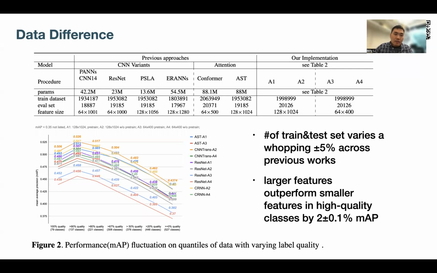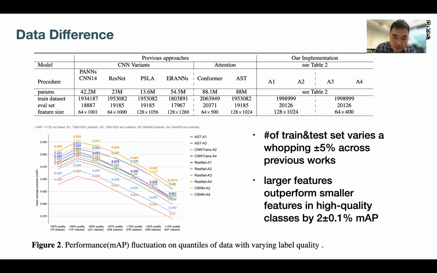So let's talk about the issues in the data itself. AudioSet is not exactly like ImageNet, because AudioSet labels contain an ontology, and the quality of the labels is quite different from class to class. So there are good classes and badly labeled classes. Sometimes only 20% of the labeled events actually exist in certain classes. As we can see from figure 2 here, the contrast is drastic.